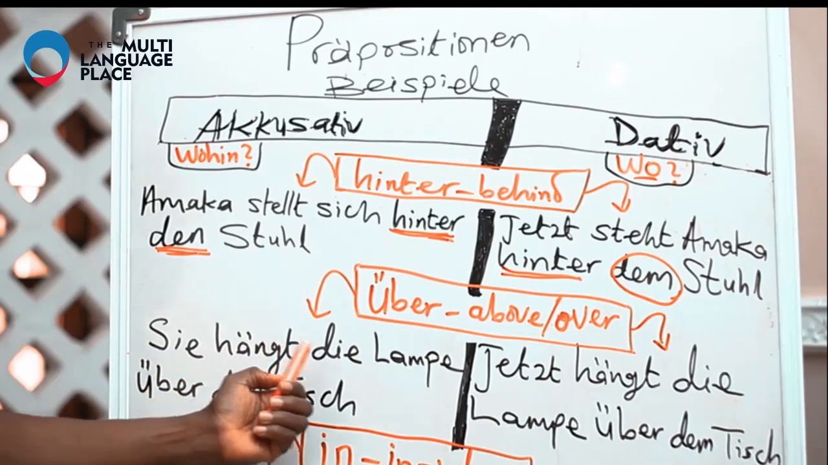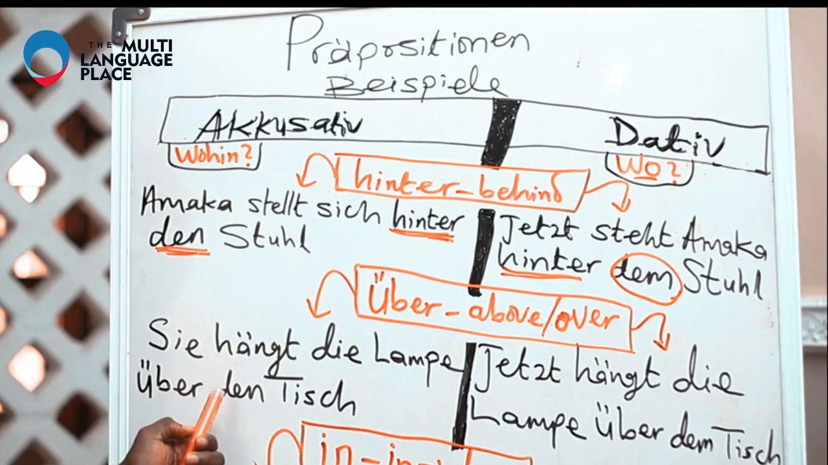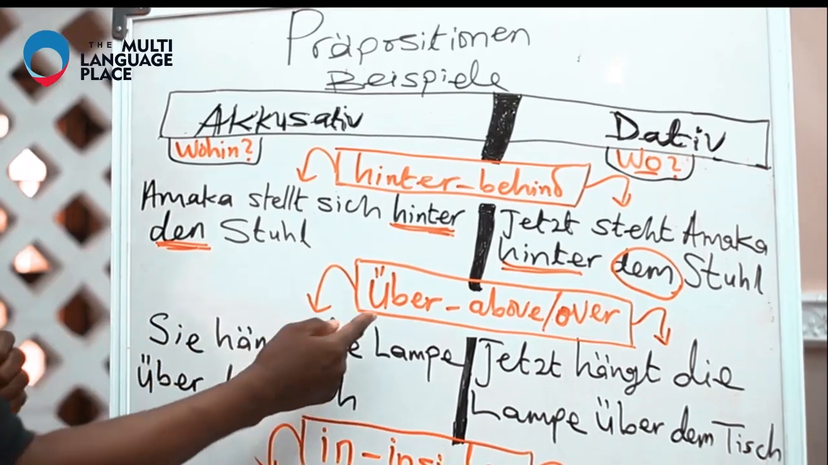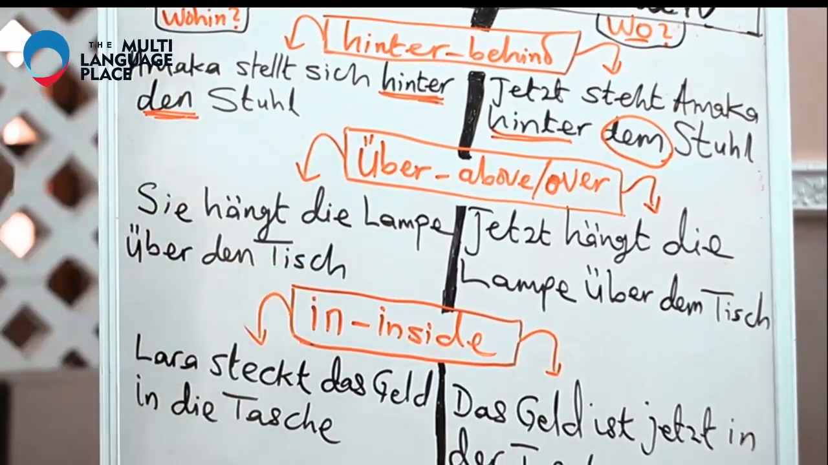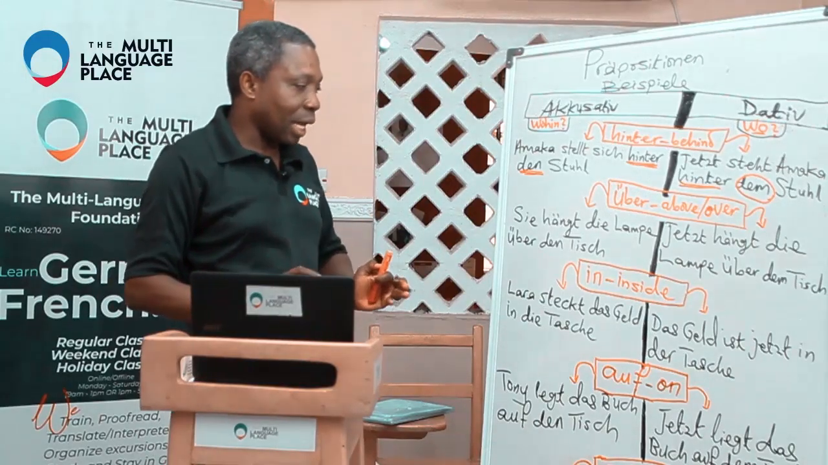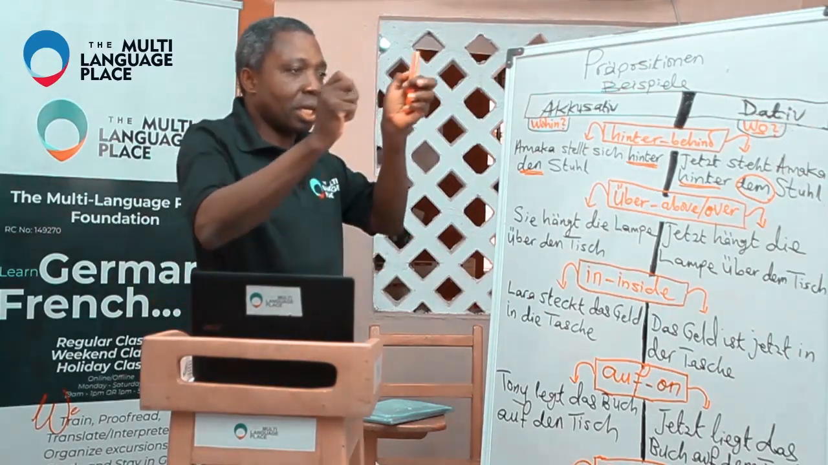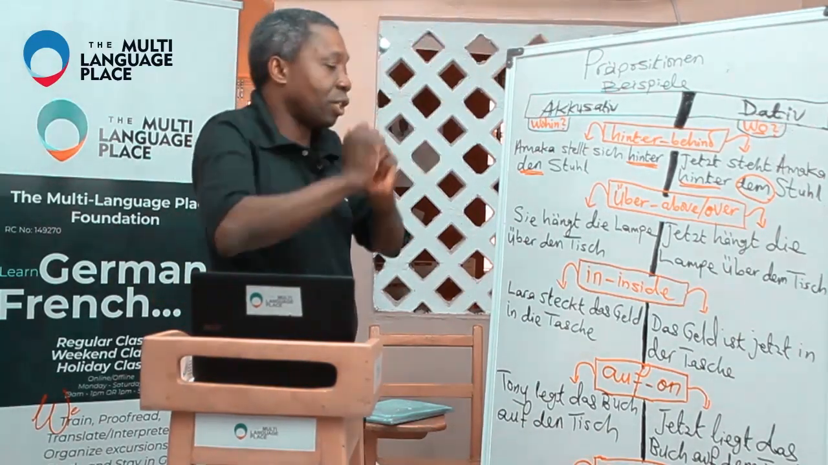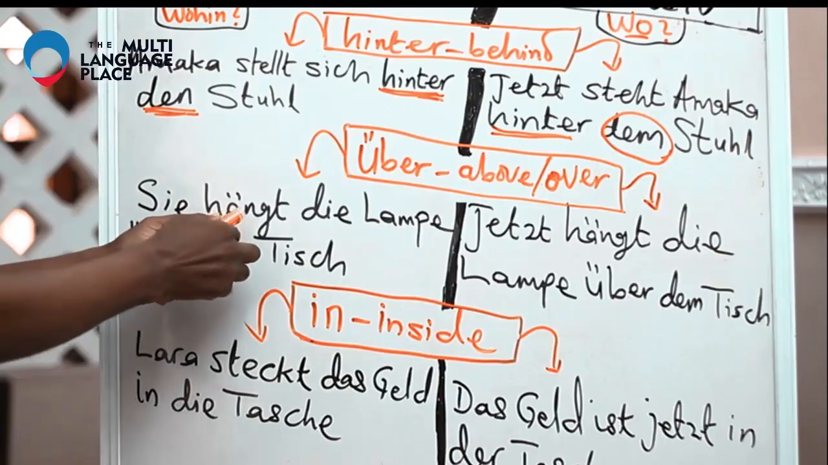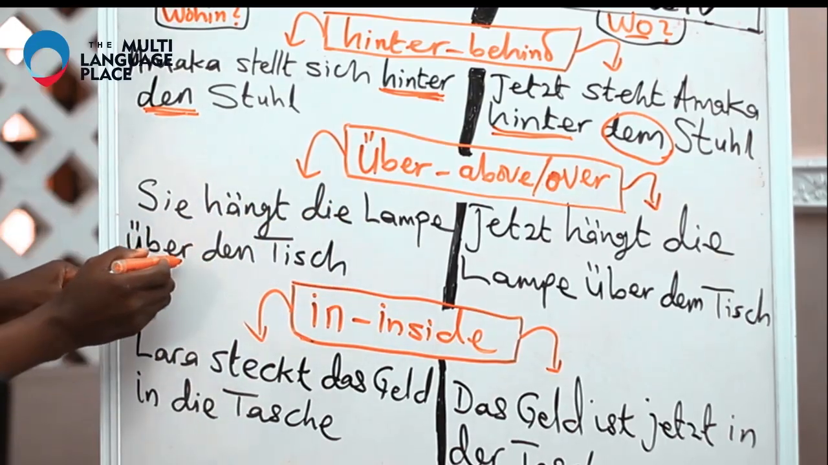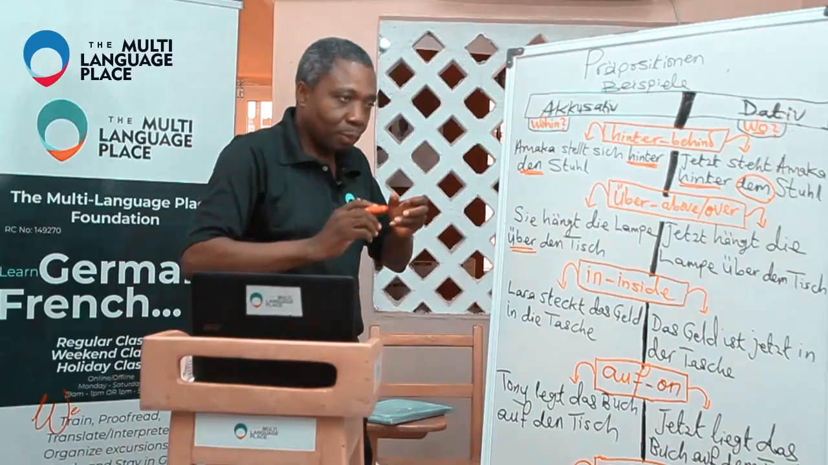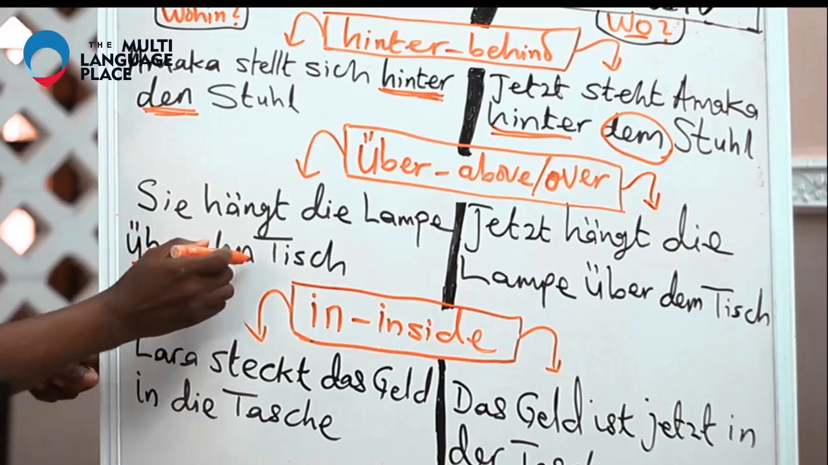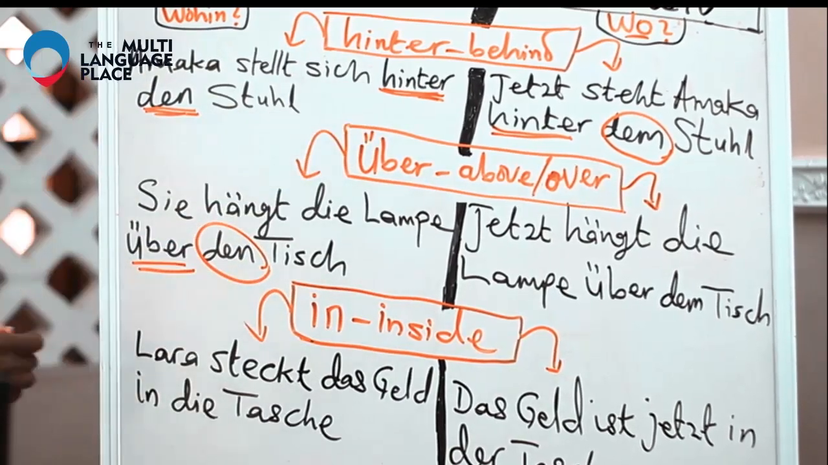Sie hängt die Lampe über den Tisch. She hangs the lamp over the table. Now, she's carrying the lamp, and she's in the process of hanging it. So you see the process. Sie hängt die Lampe, and then we use the preposition über. But because of the process, über will take accusative. Let's go to the other one.